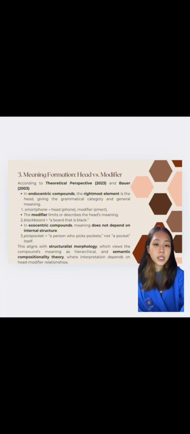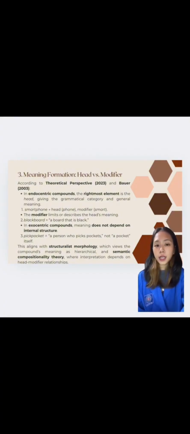Okay, as you can see guys, you can read more by yourself, and I will explain it in simple points to you. Explain about this slide. Meaning, formation, head versus modifier, or meaning and head-modifier relationship. The meaning of endocentric compounds depends on their head and modifier. The head defines the category, while the modifier narrows the sense. For example, smartphone means a smart kind of phone.